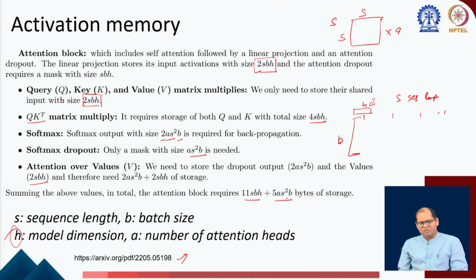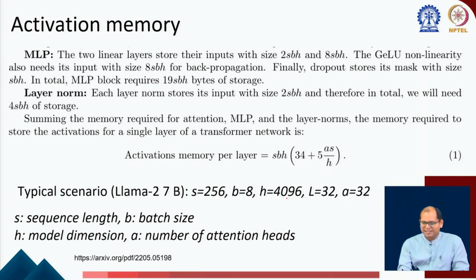What else is remaining? Now the feed forward network. There are 2 layers. One has SBH, another has 4 SBH. So we need SBH and 4 SBH, times 2 for the number of bytes. So 2 SBH and 8 SBH. And because you use GELU nonlinearity, you again need 8 SBH for backpropagation. There is some dropout, so there are 19 SBH here. Layer normalization, you do it twice, so SBH into 2 bytes. So you have 4 SBH for layer norm. If you add all these, this is what you get: SBH times 34 plus 5 times AS by H.